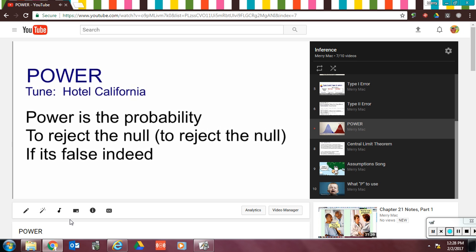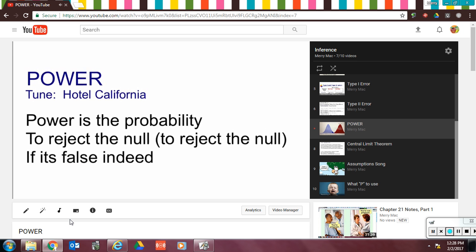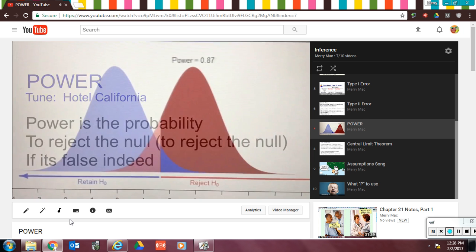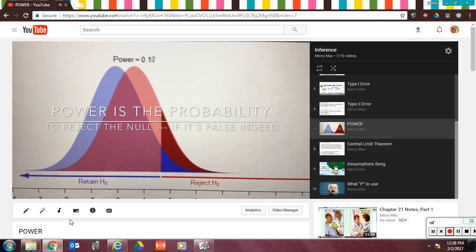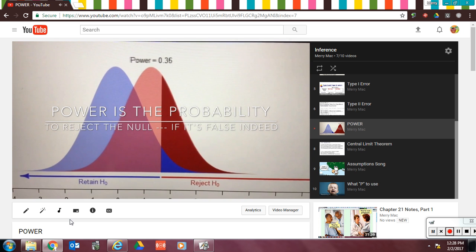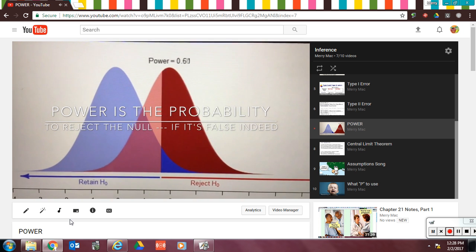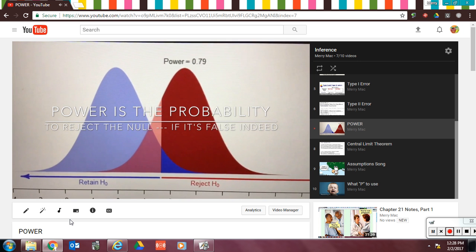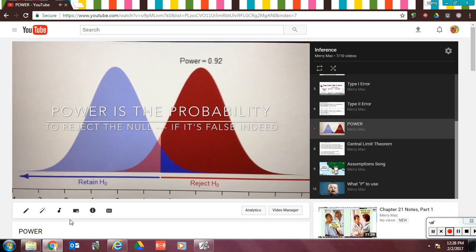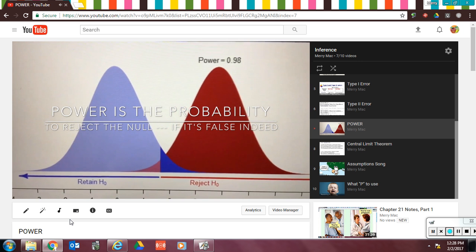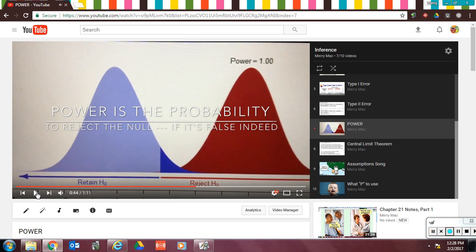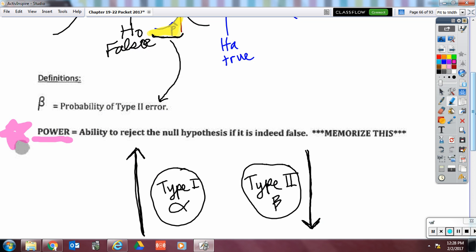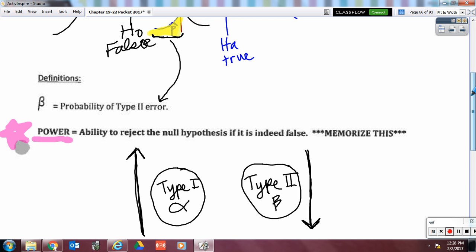To reject the null, if it's false indeed. Okay, here it is. Power is the probability to reject the null if it's false indeed. Okay, so that's what you want to do. You want to reject the null if it's false indeed. All right? Okay, so hopefully that'll help you remember the definition, or I'll sing that to you as we go along.